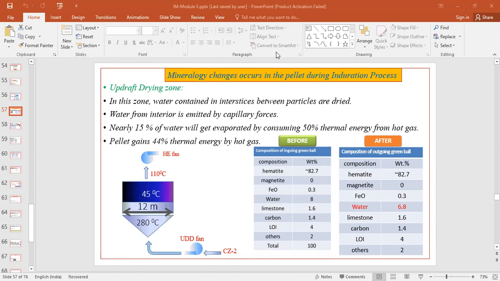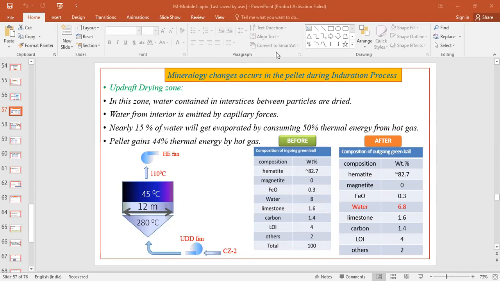Good morning, all. In the last class, we discussed the induration process through the straight grate as well as the grate-kiln technology. Today, in this section, we will discuss the various changes which occur inside the pellet during this induration process.